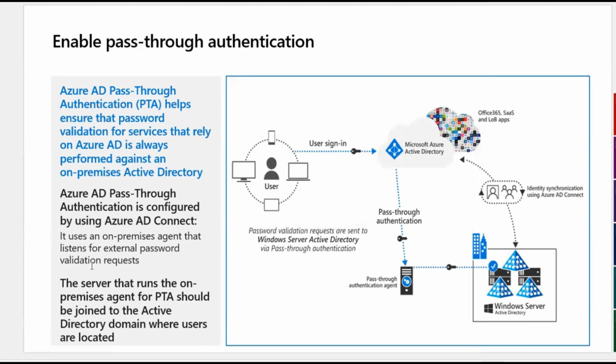But let's say the server that runs the on-premises agent for pass-through authentication should be joined to the Active Directory domain services where users are located. So this is pass-through authentication, which is PTA, simply one of the options you just need to enable.